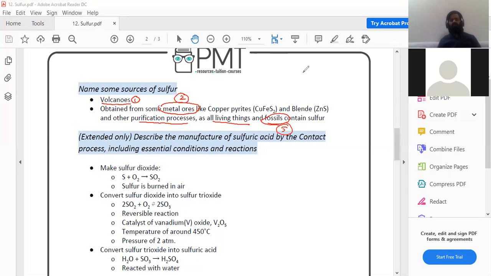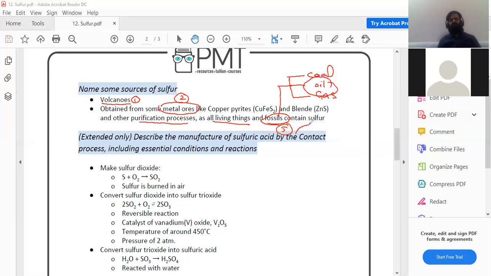Many fossil fuels. What are the main examples of the fossil fuels? How many main types of fossil fuels are there? Coal, oil, and gas. And most of the oils, when they are purified, the sulfur is also released. It's a yellow, soft solid, non-metal, and this sulfur is industrially very useful, especially in the contact process.